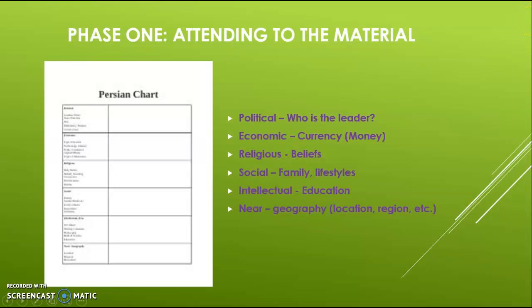For religious is what are their beliefs. For social, what are the families like in the civilization and what are their lifestyles? The intellectual, what are their educations and what technologies do they use? And for area is what are their locations and the regions.